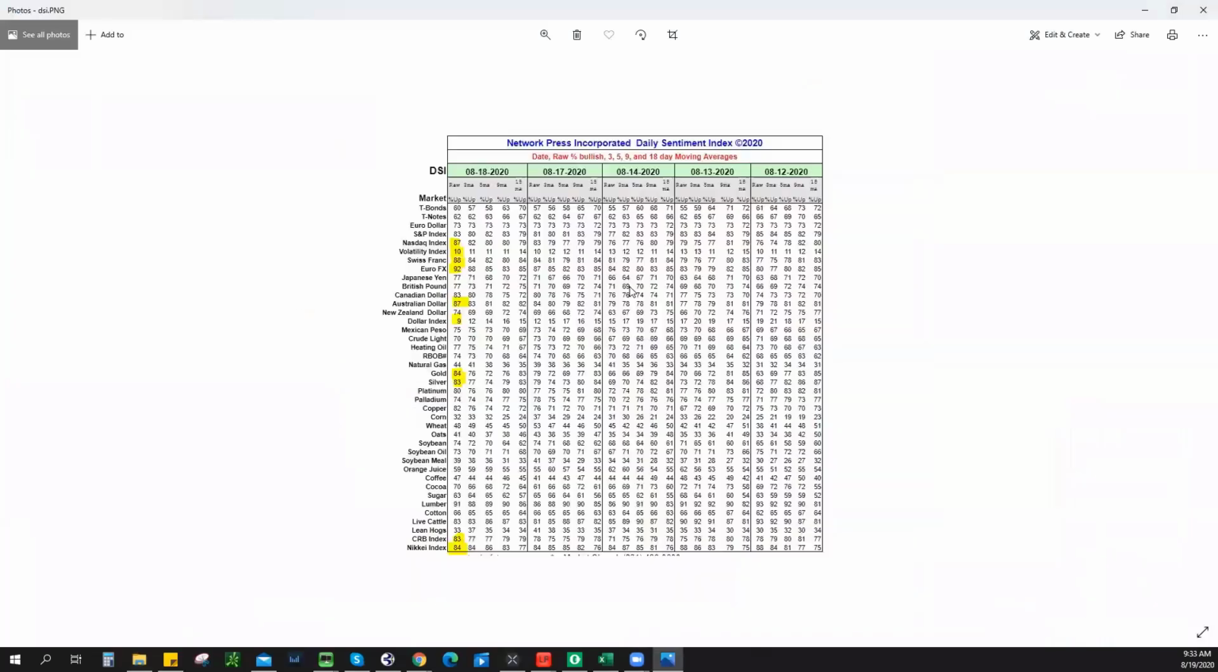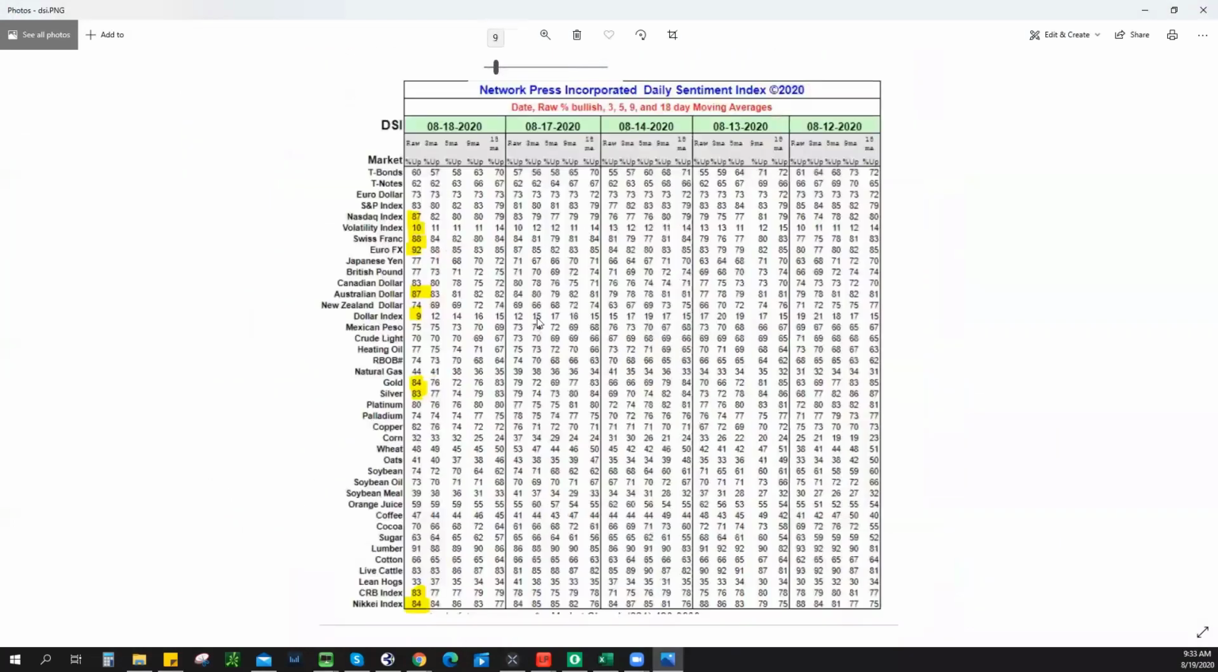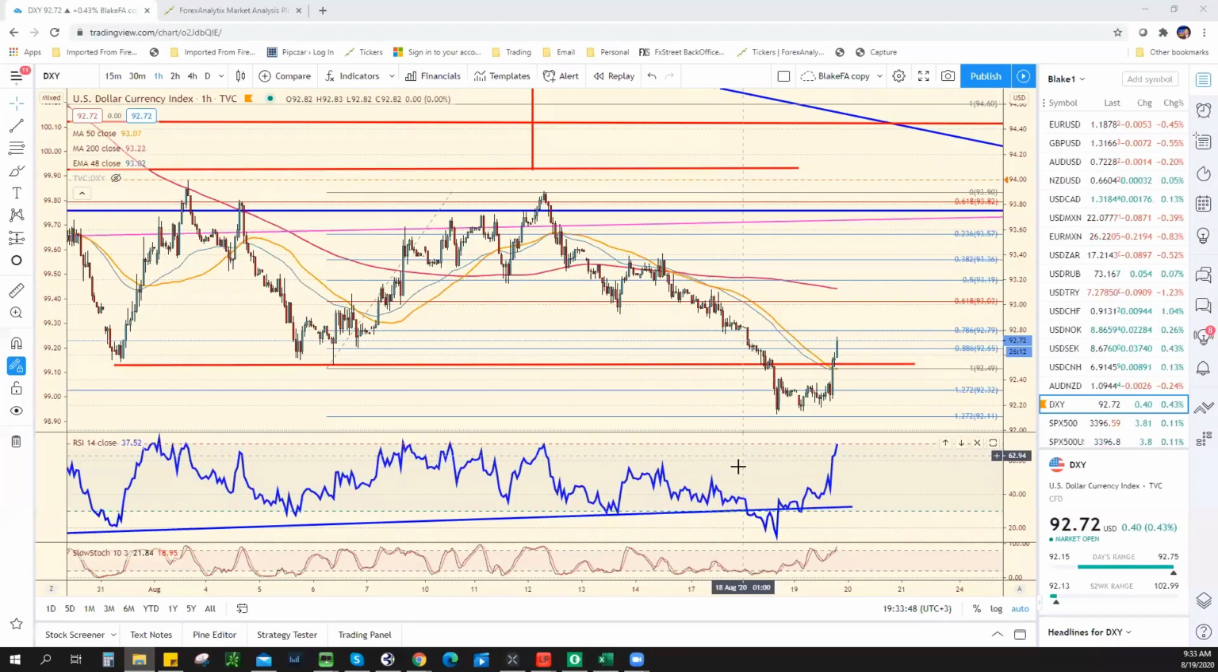One of the things I was looking at in the DSI last night is that you've got volatility at 10, the dollar index at 9, and the euro at 92, all pretty extreme. You've got other extreme readings here too, which suggested that we were going to see some sort of backpedaling, if you will, of the dollar, maybe a bounce. It's coming quicker or earlier than I thought it would. And maybe this is just more positioning ahead of the FOMC.